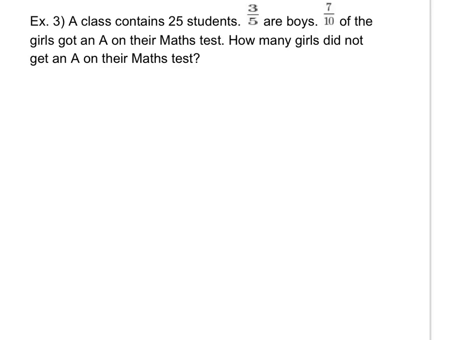So we need to know how many girls there are. Then we need to find 7/10 of that, so multiply by 7/10. And then we see what's left over. Let's go through the process.